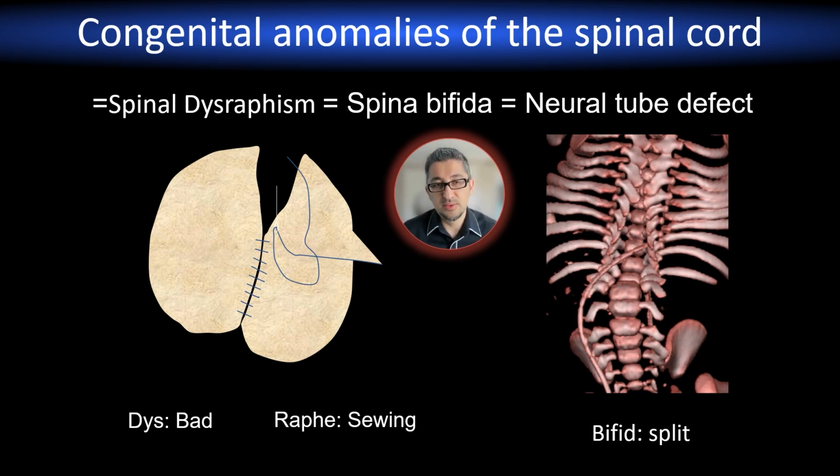I would like to start with the terminology first. Congenital anomalies of the spinal cord can be termed as spinal dysraphism, spina bifida, or neural tube defect. I like the term spinal dysraphism, and I'm going to use it. It means bad sewing in Latin, bad sewing of the back, basically. Spina bifida means, bifid means split, so it is split spine.